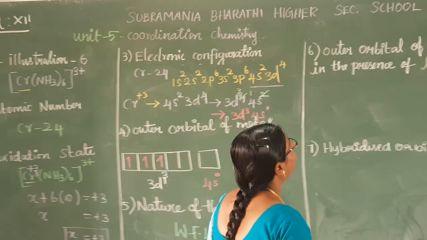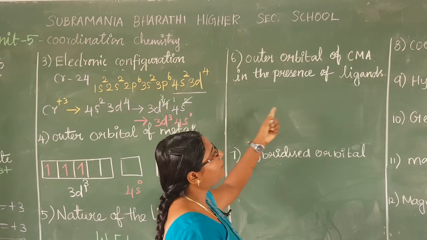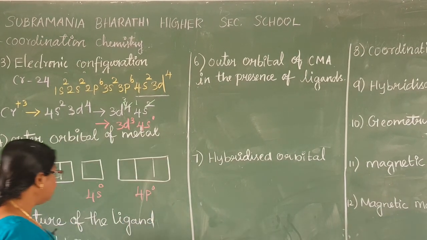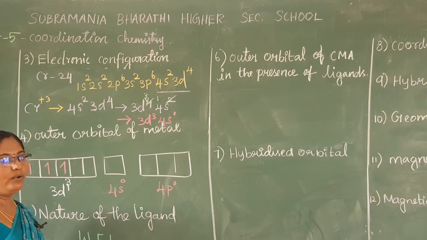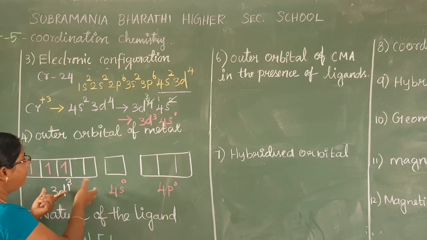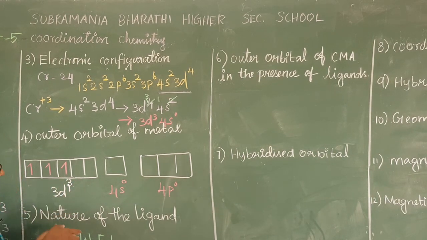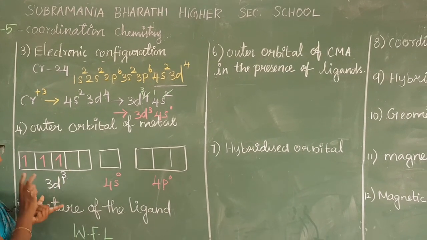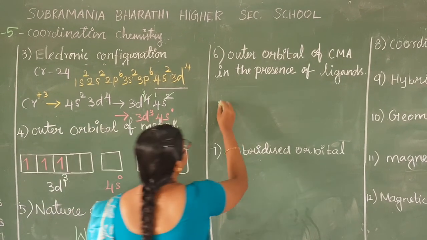Then I have to write the outer orbitals of the central metal atom in the presence of the ligand. Since it is a weak field ligand, what will it do? There is no pairing taking place. Since it is a weak field ligand, the 3d configuration will be as it is. Let me write here.